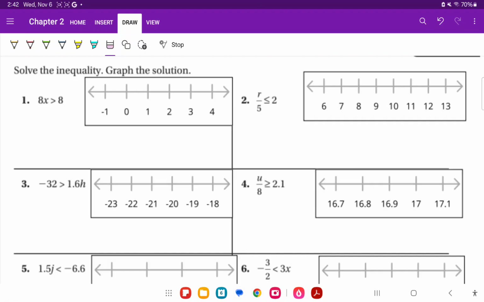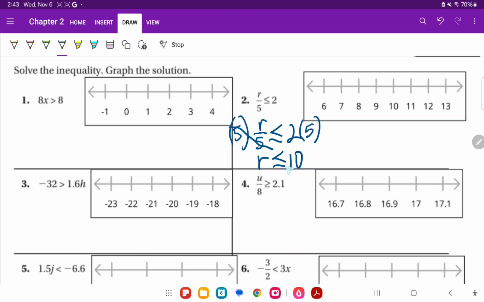On number 2, we want to get the r by itself. Right now it says r divided by 5 is less than or equal to 2. I'm just going to rewrite this real quick because I don't have room to really teach there. I'm going to multiply by 5 because that's the opposite, so that cancels out. I'm left with r, so I have to multiply on the other side by the same thing. 2 times 5 is 10. So I have r is less than or equal to 10. I multiplied because I'm doing the opposite.